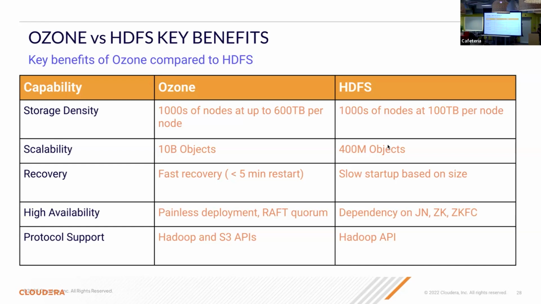Then talking about scalability, in Ozone, you have 10 billion objects. In HDFS, it's still 400 million objects, right? In terms of recovery, it has faster recovery than HDFS, and availability is painless deployment. While in the Hadoop industry, it's still a big mess to scale it and make it available. And the protocol support is the same. Hadoop and S3 API are supported in Ozone. All the objects are S3 API compatible, and in HDFS it's basically Hadoop API.